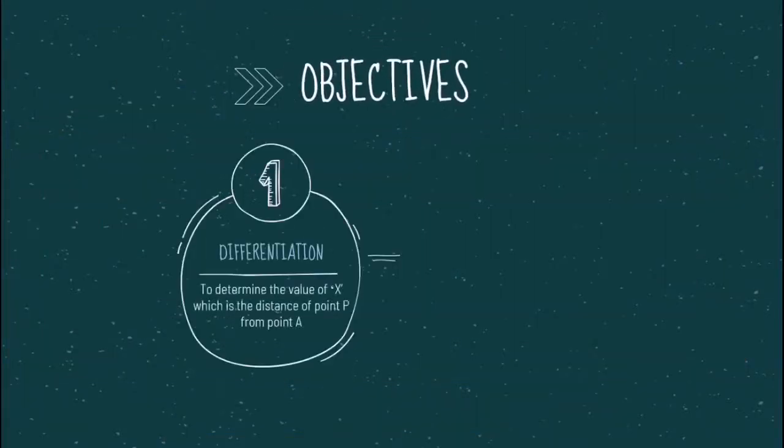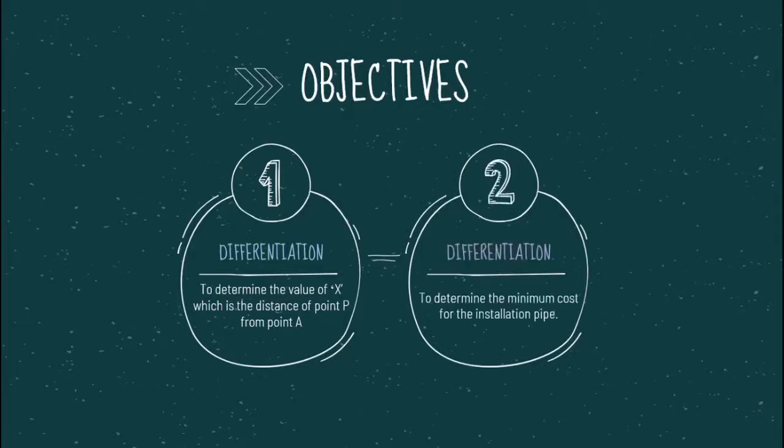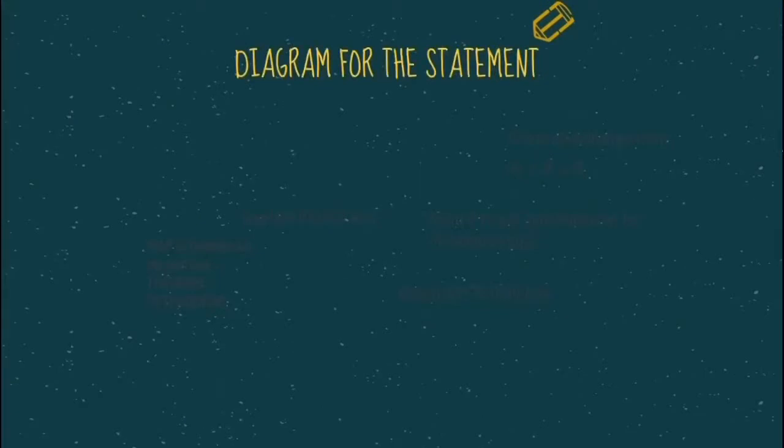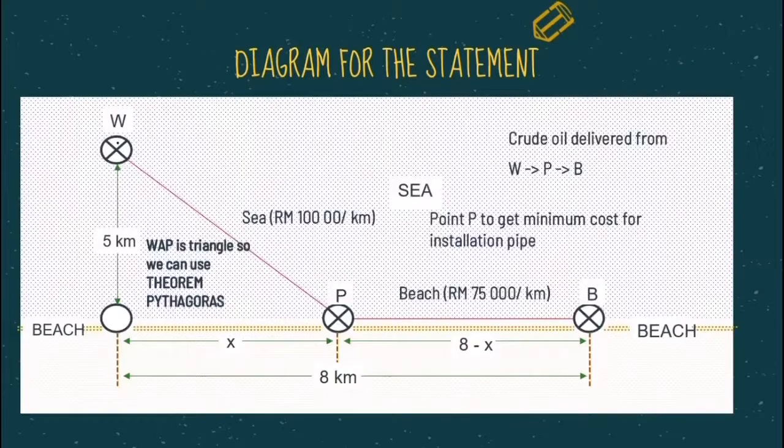First, we need to determine the value of x, which is the distance of point P from point A, and second, we need to determine the minimum cost for the installation pipe. To understand more about the problem statement, here is the diagram for the statement. We can see here, this is W, P, and B where the crude oil will be delivered.